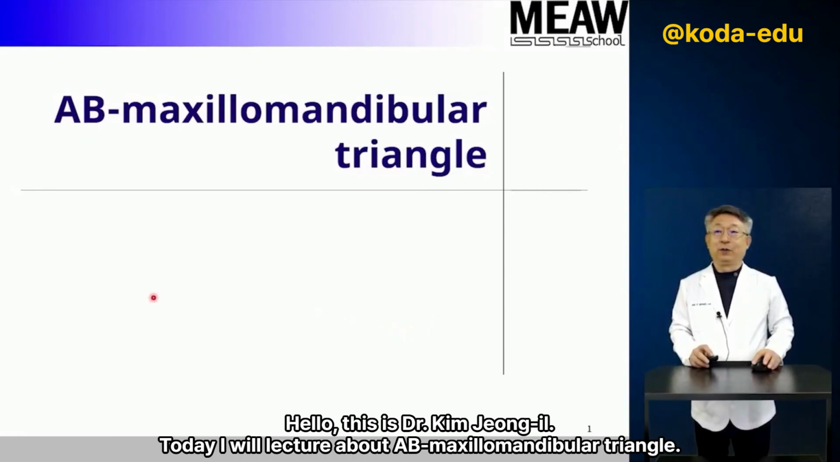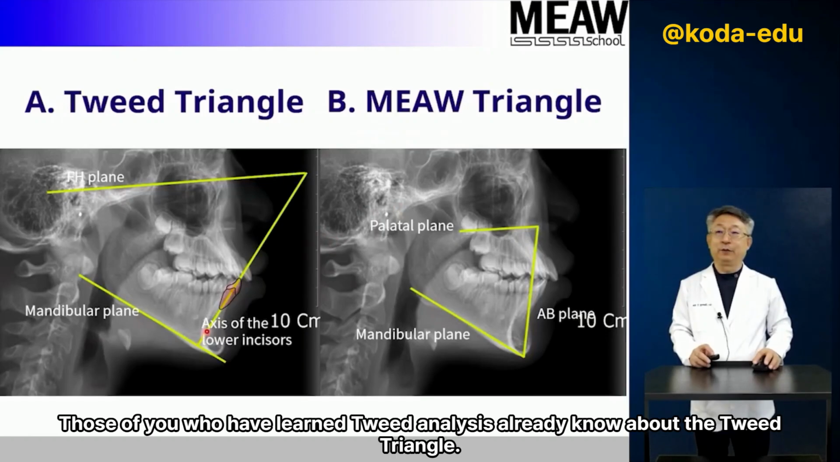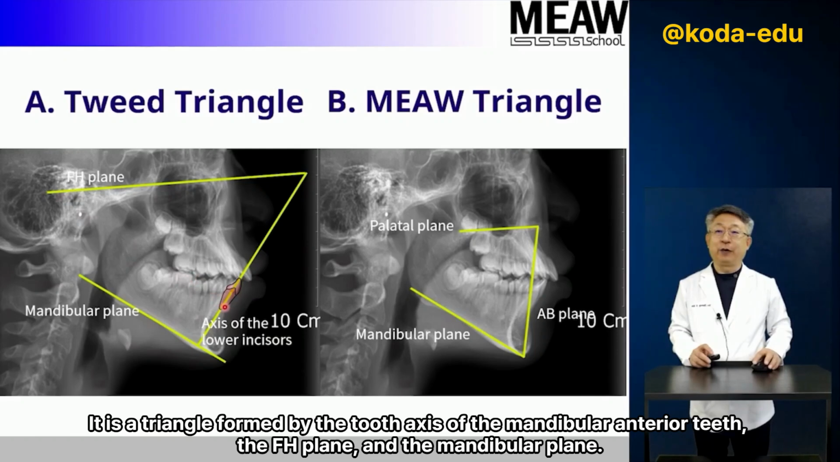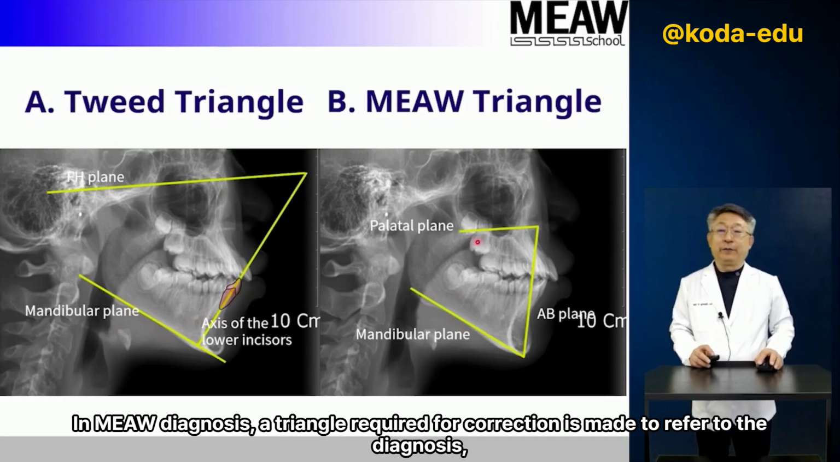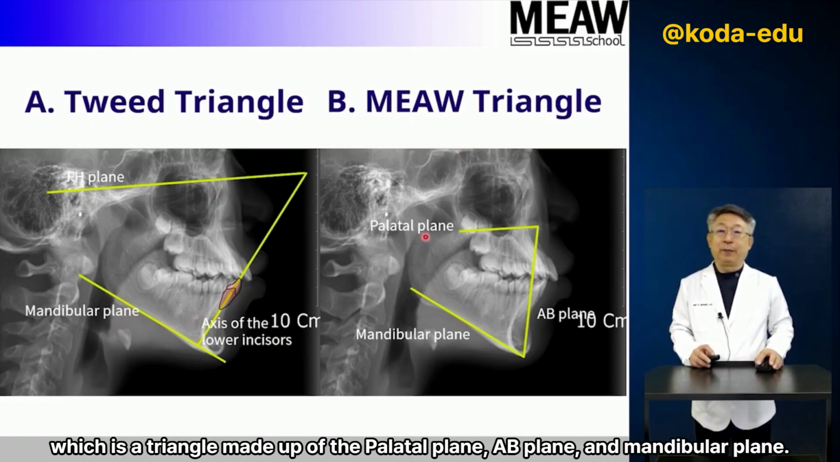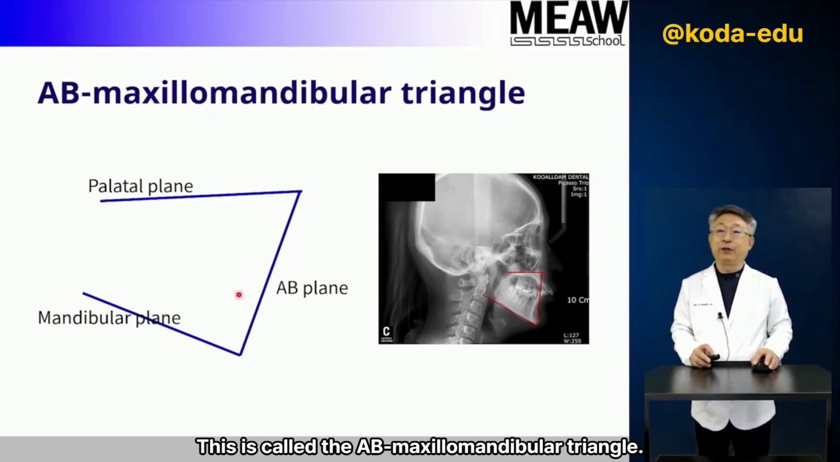Today, I will lecture about the AB-maxillomandibular triangle. Those of you who have learned Tweed analysis already know about the Tweed triangle. It is a triangle formed by the tooth axis of the mandibular anterior teeth, the FH plane, and the mandibular plane. In MEAW diagnosis, a triangle required for correction is made to refer to the diagnosis, which is a triangle made up of the palatal plane, AB plane, and mandibular plane. This is called the AB-maxillomandibular triangle.